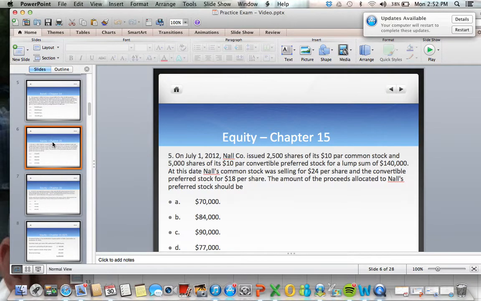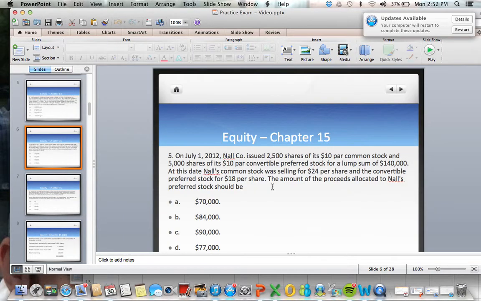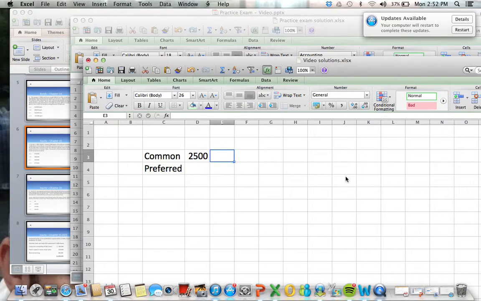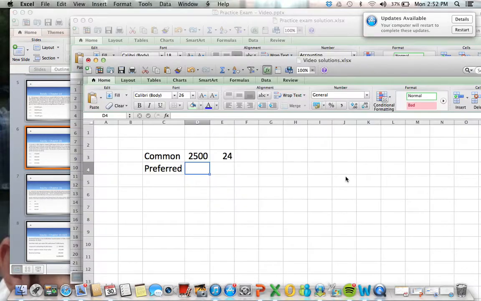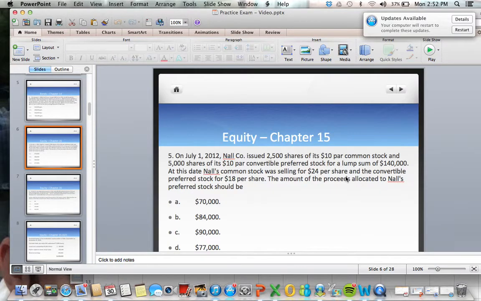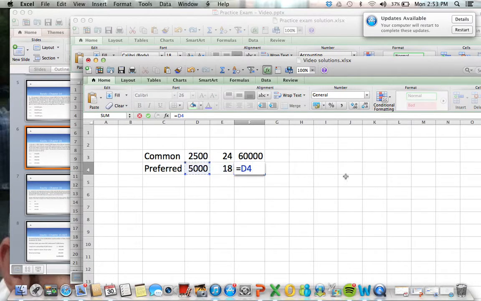Let's see. Common, so we have 2,500 shares of the common. It's selling for $24. The preferred we have 5,000 shares of preferred, and the preferred is selling for $18. So first thing we want to do is just see what is the fair market value of each security separately in the market right after it was issued.